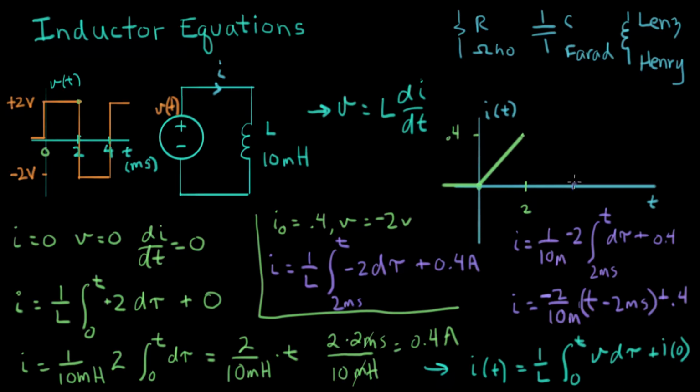So let me mark out here. Here's 4 milliseconds. And it's going to be a line that looks like this. So the current's going to ramp up. It's going to turn around and ramp straight back down, because the slope up and the time up is the same as the slope down and the time down, just with a negative slope. So there's an example of the inductor equation in action.